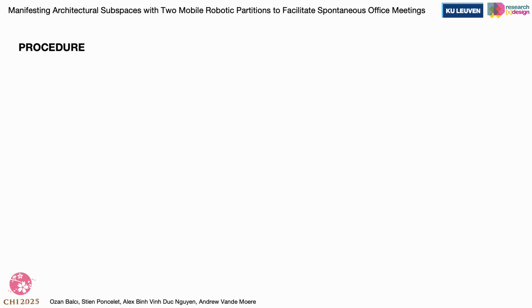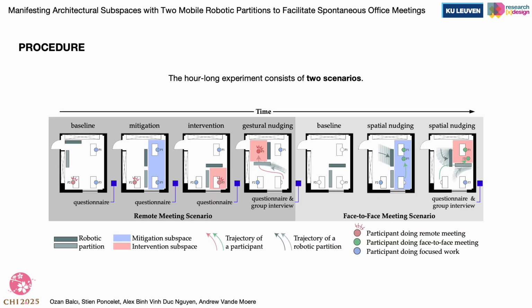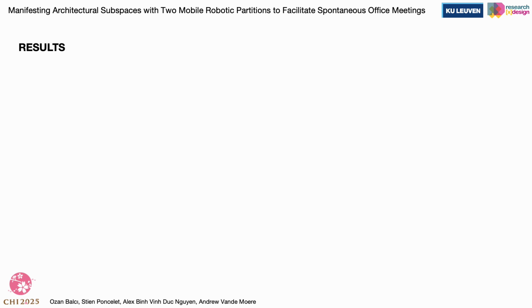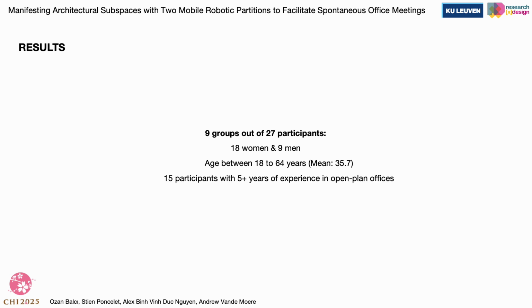The procedure started with a familiarization session where participants observed the robotic partitions. They then experienced 2 adaptation and 2 nudging strategies. In total, we recruited 27 participants consisting of 18 women and 9 men, aged between 18 to 64. Most of the participants had over 5 years of experience in open plan office environments. Each group participated for an average of 75 minutes of experiment.